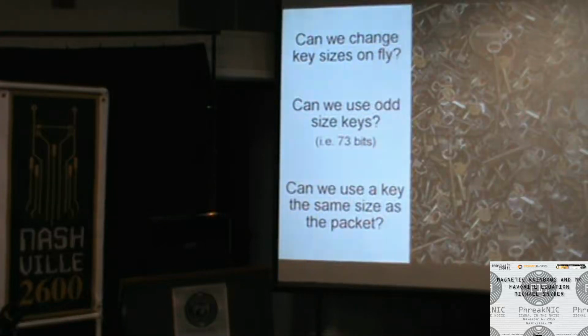Another possibility is, can we use odd size keys? Have you ever heard of using 73 bits or 52 bits? Well, 52 would be an even number, but even 53 bits. Now, can we use odd size keys? And the answer is yes. The code gets a little ugly because you have to use bit operators instead of byte operators.